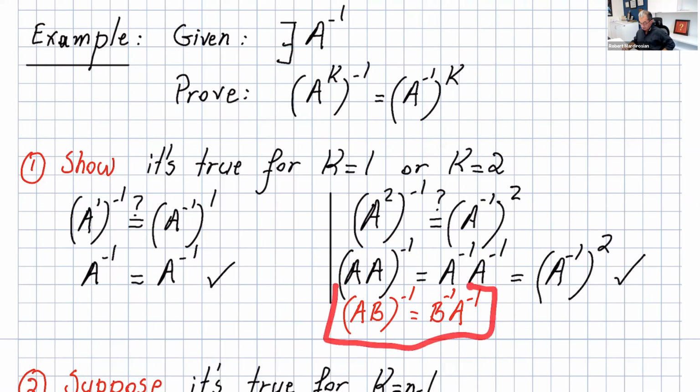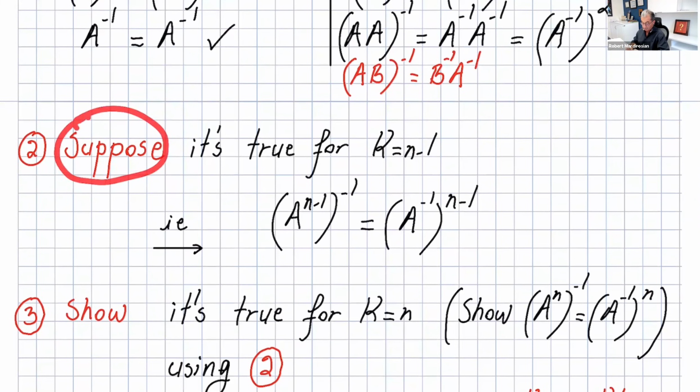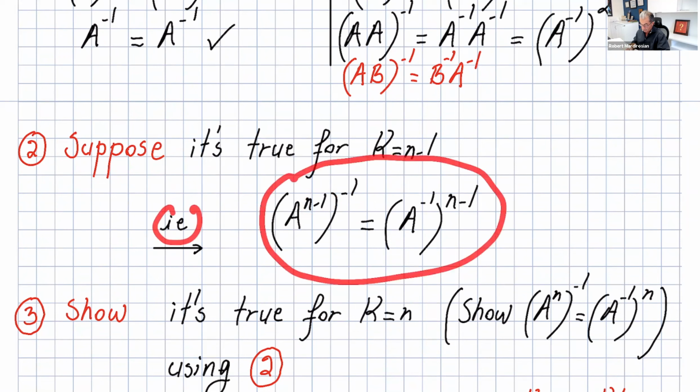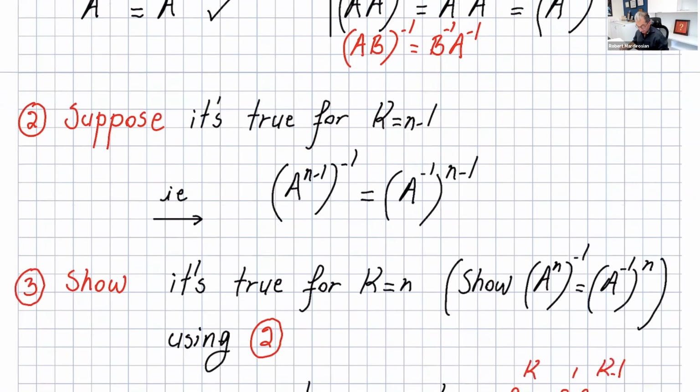Remember, we had this property of matrices: AB inverse is the same thing as B inverse times A inverse. So we can write that as A inverse times A inverse, and that becomes A inverse squared. So that checks also. Now for step number 2, we suppose that it's true for k equals n minus 1. Basically, instead of k, you substitute n minus 1, and you say this is true. We're going to use this part, assuming it's true, in the third step.